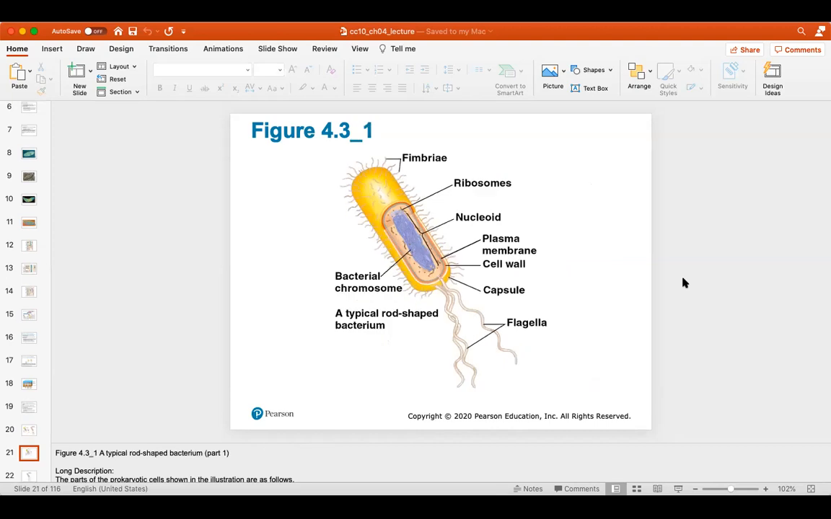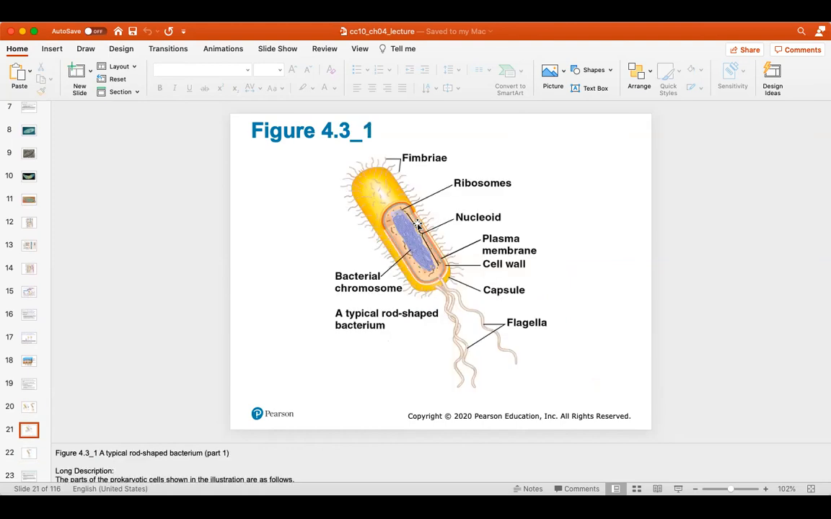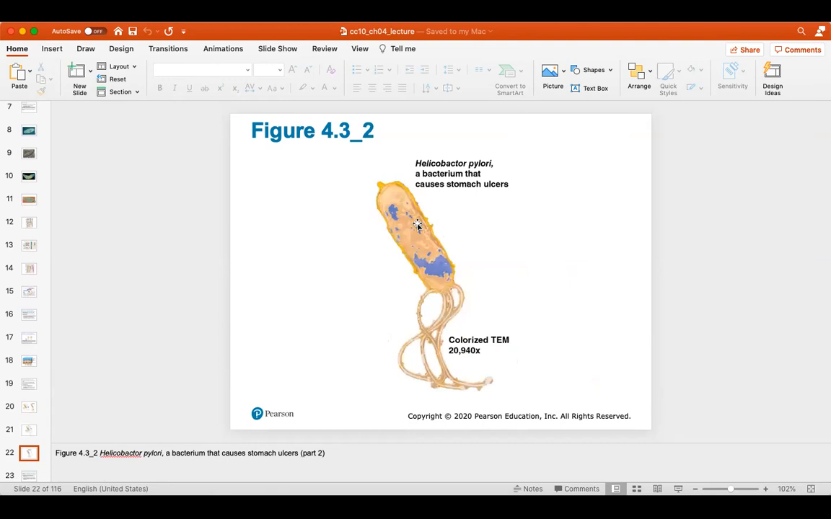Not fun. So here's the rod-shaped bacterium. Again, you can see the flagellum that helps with movement, the capsule. And then again, this is a prokaryotic cell, so there is no membrane-bound nucleus. All the genetic material is just free-floating within the cell. And then the transmission electron micrograph. So here's an actual drawing, and then the transmission electron micrograph, which is almost 21,000 times magnified, which is a crazy amount zoomed in, actually gives us a pretty good representation of what the artist drew.